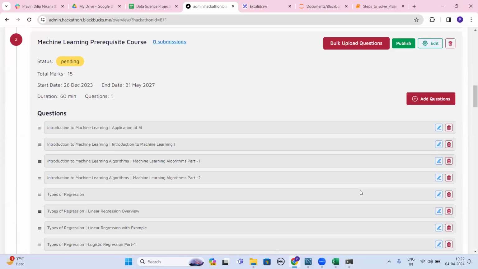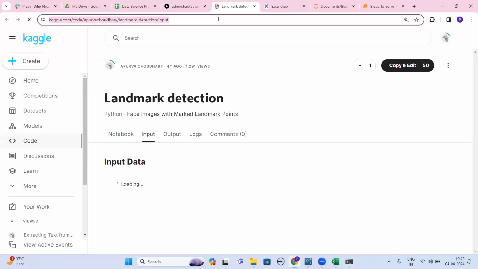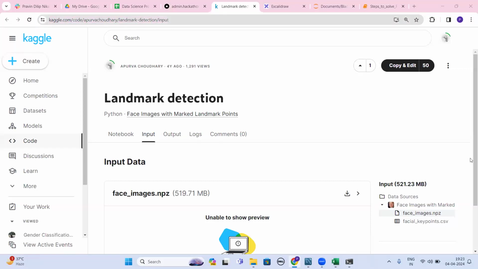So we can go over here at the bottom and we can choose the right data set. This is the link for the input data, right? And facial key points.csv, there are images, like there is image data as well as there is a CSV file. You will have to merge the labels, and from that, I think you will get an overview of exactly how you are expected to move ahead with these portions, right?